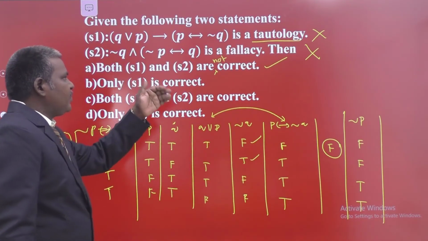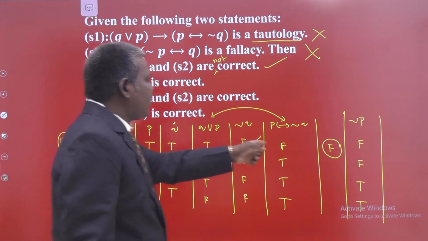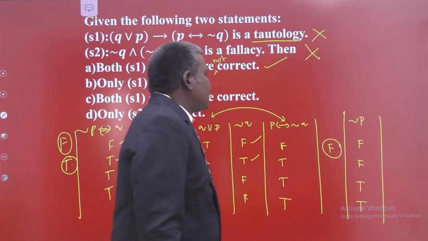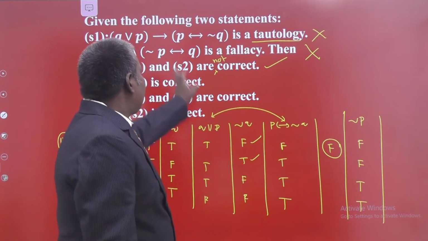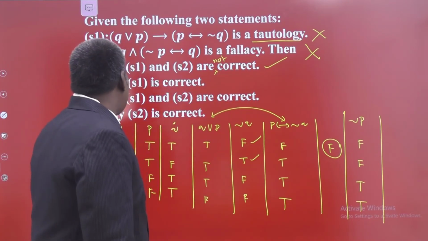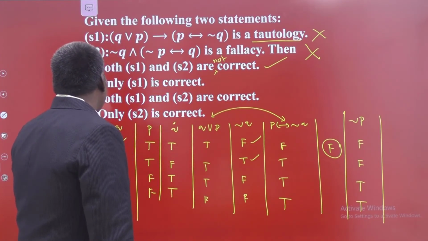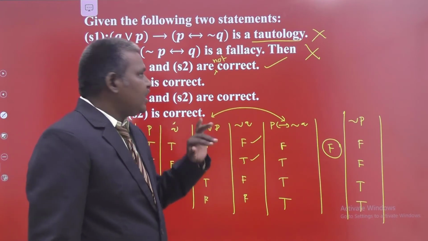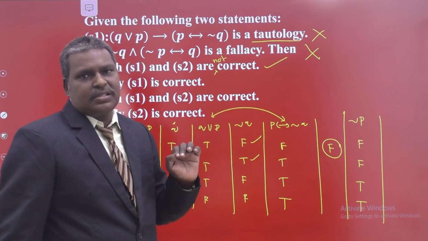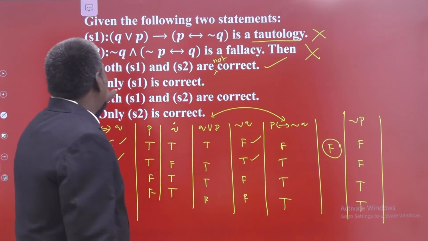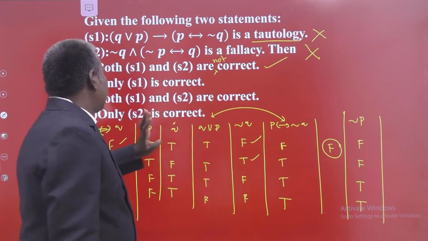So, the first one is given as a tautology. It also fails. For that, the first one is obtained as false. And the second one is given as false, and we have truth for the second statement. That is why both statements are false. Understand? So, both S1 and S2 are not correct.